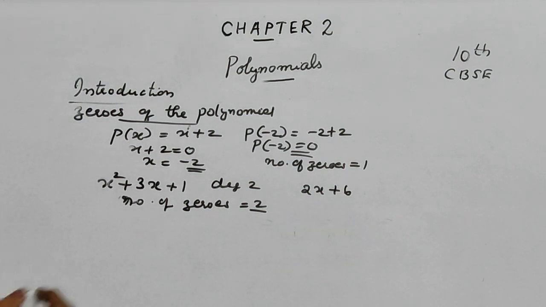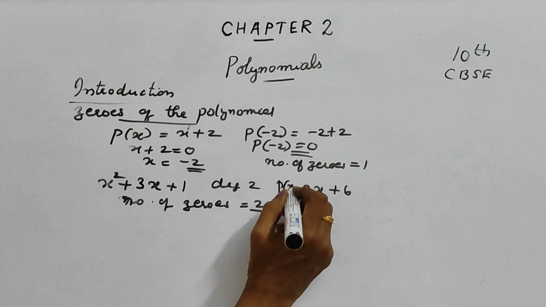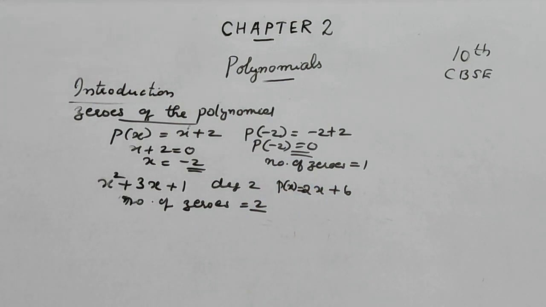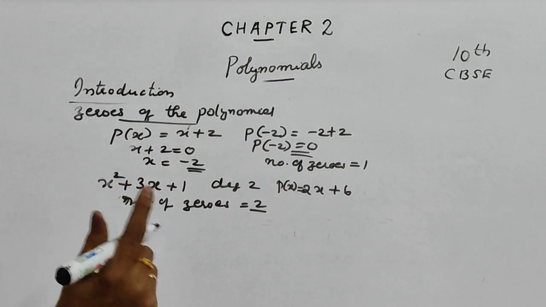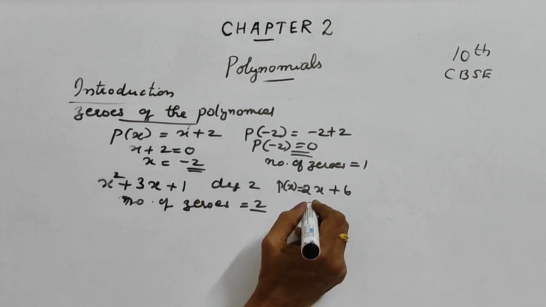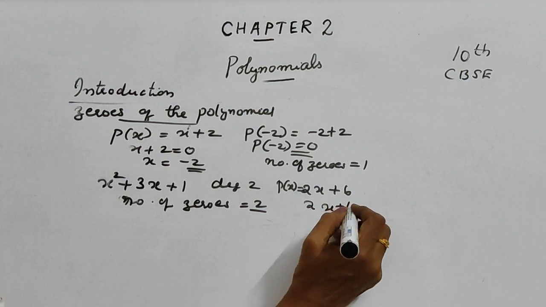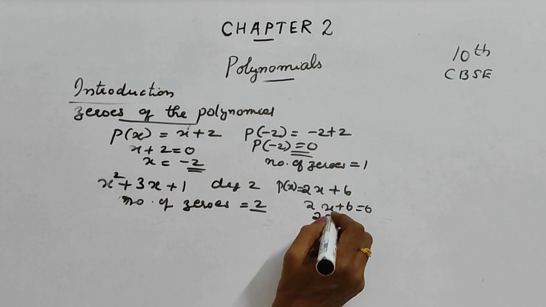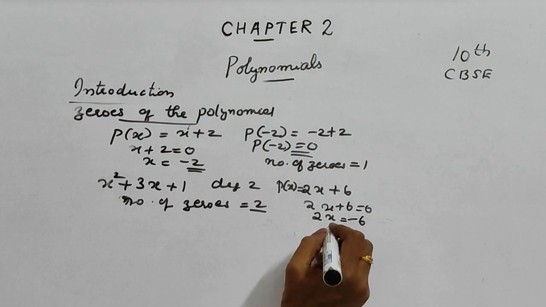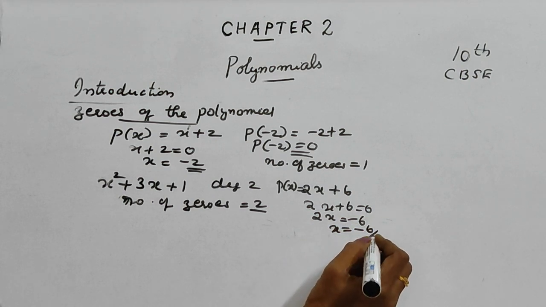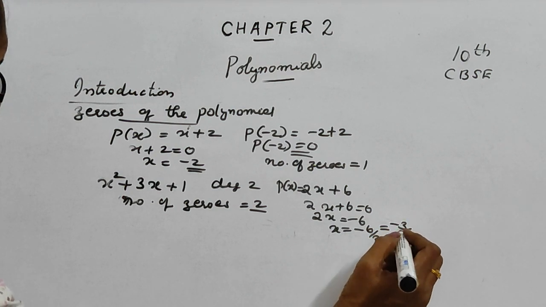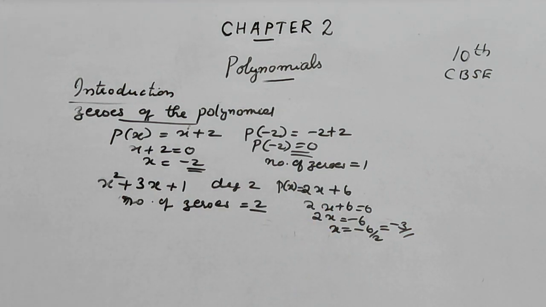What about these polynomials? See, p of x is equal to 2x plus 6. How many zeros does it have? Only one zero. Its degree is 1. You see, 2x plus 6 equating to 0, 2x is equal to minus 6. x is equal to minus 6 by 2 equals minus 3. When x is equal to minus 3 only, this polynomial becomes 0.